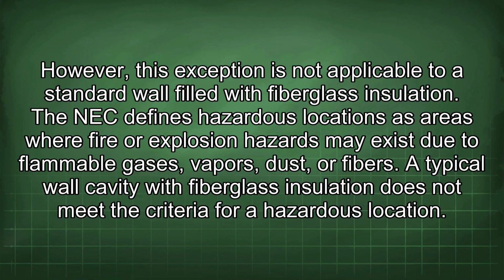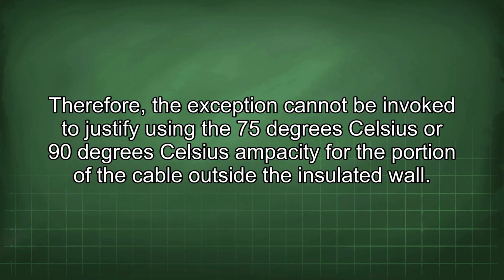The NEC defines hazardous locations as areas where fire or explosion hazards may exist due to flammable gases, vapors, dust, or fibers. A typical wall cavity with fiberglass insulation does not meet the criteria for a hazardous location. Therefore, the exception cannot be invoked to justify using the 75 degrees Celsius or 90 degrees Celsius ampacity for the portion of the cable outside the insulated wall.